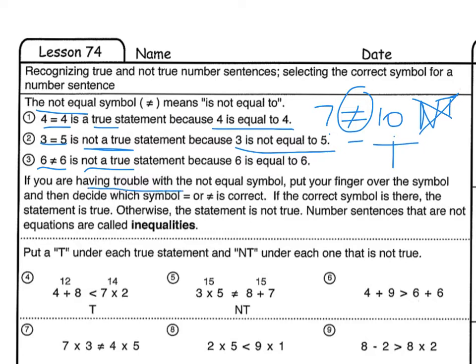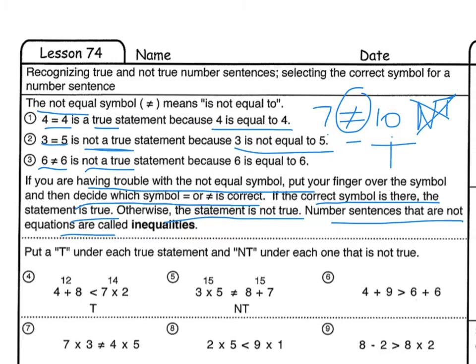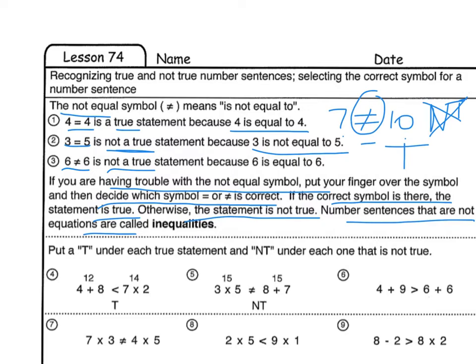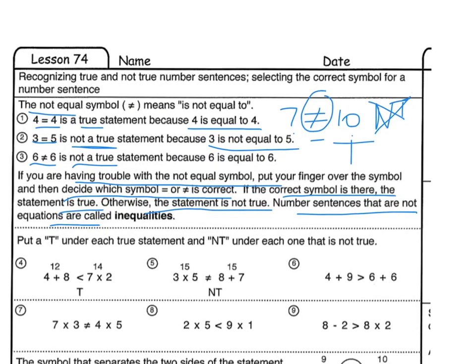If you're having trouble with the not equal symbol, put your finger over the symbol and then decide which symbol, equal or not equal, is correct. If the correct symbol is there, the statement is true. Otherwise, the statement is not true. Number sentences that are not equations are called inequalities, right?